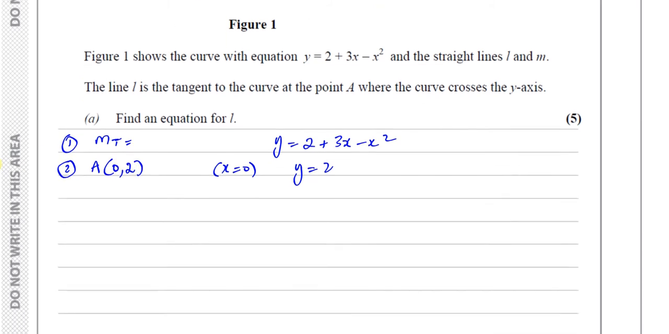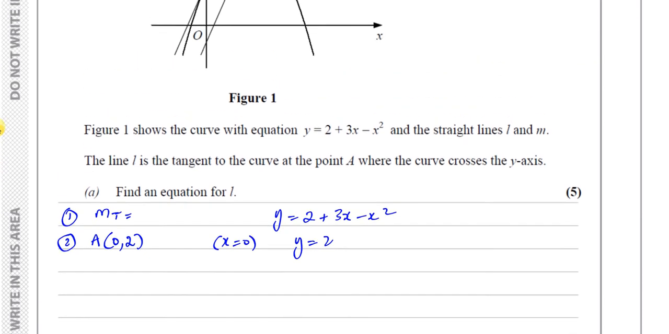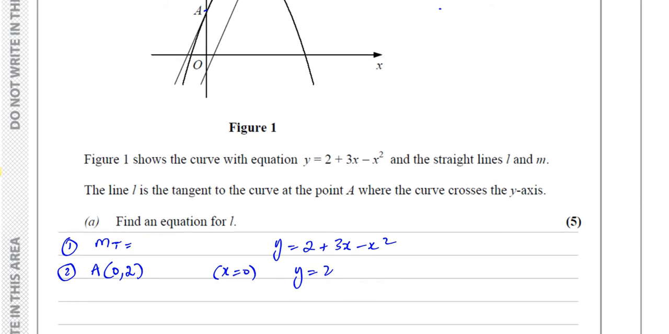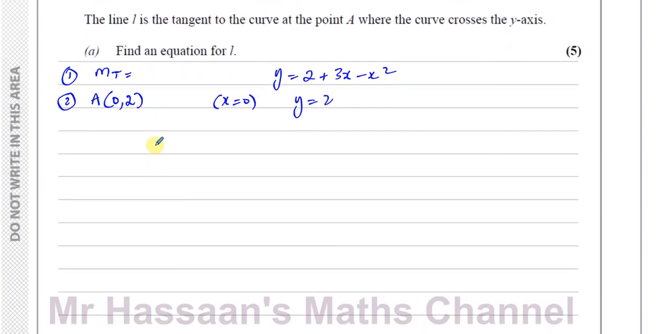Now we need to find the gradient of the curve at that point where x equals 0. To find the gradient of a curve, we can use the gradient function, which is found by differentiation. So we have y equals 2 plus 3x minus x squared, and we need to find dy/dx. When you differentiate this with respect to x, the constant becomes 0, the 3x term becomes 3, and for the x squared term you multiply by the power, giving minus 2x to the power of 1, which is not written.